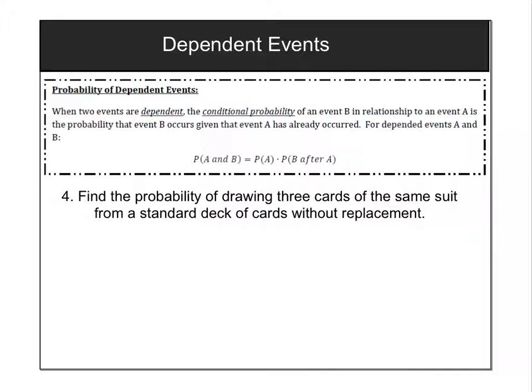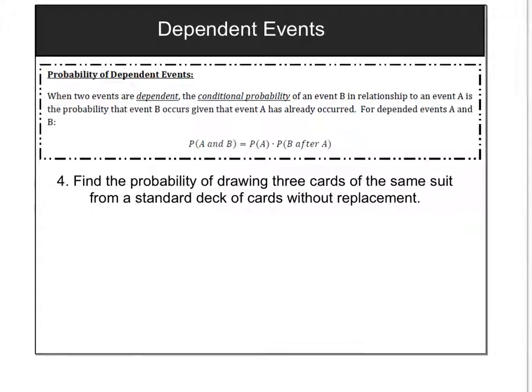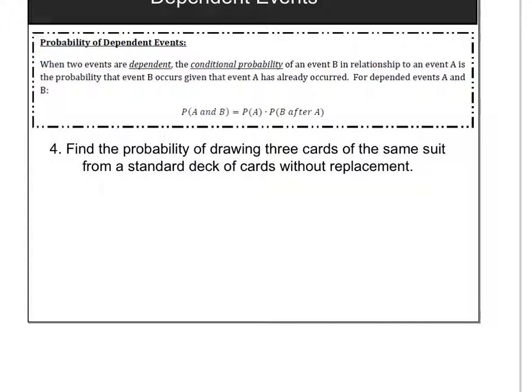So the probability of dependent events is going to look like this. I figure out the probability of the first event, and then I figure out the probability of what can happen after that. So, find the probability of drawing 3 cards of the same suit from a standard deck of cards without replacement. If you've got the notes with the deck of cards on it, that might be a handy thing to have in front of you right now.